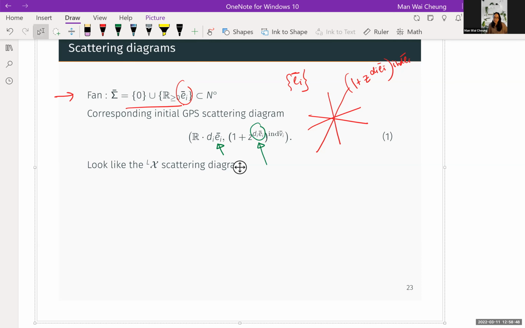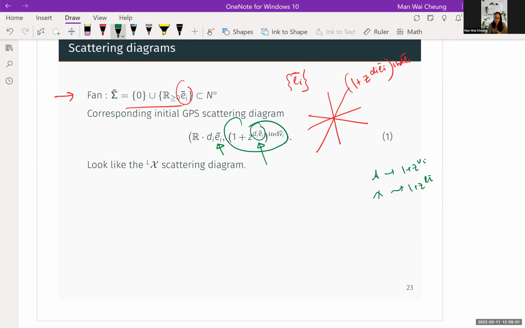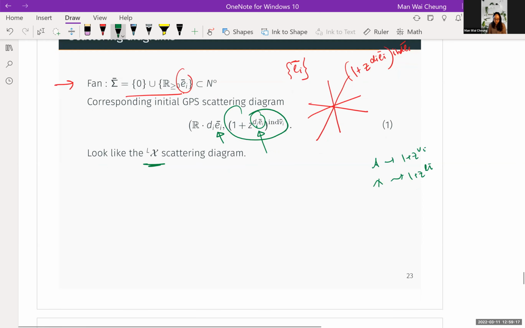Remember when I said that the A mutation is something 1 plus z^{v_i}, and the X mutation is something 1 plus z^{e_i}. So you can see here, this wall function really looks like the X mutation, or the Lagrangian of X, because I have the d_i here that hints at the Lagrangian. That is really like the Lagrangian X scattering diagram.